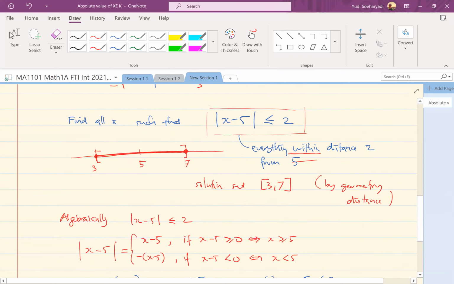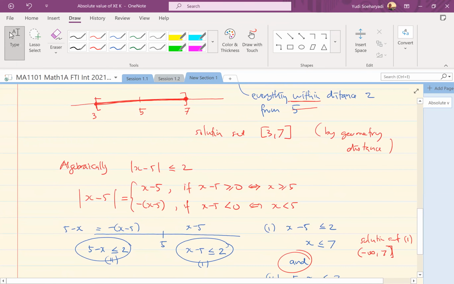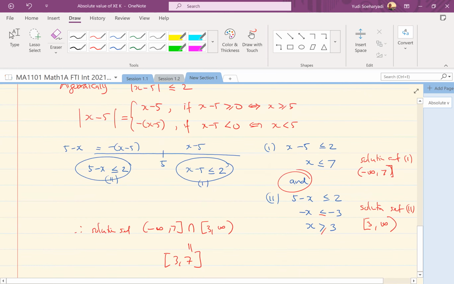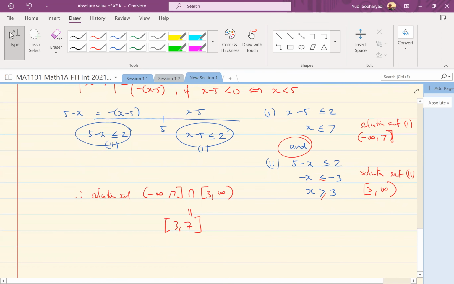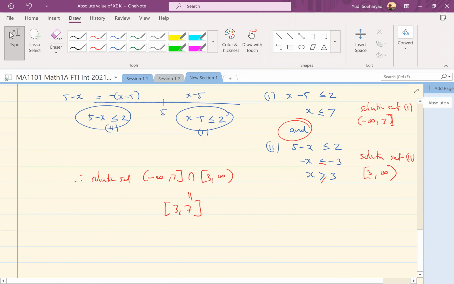If you're doing this geometrically, so you read this inequality as a distance, you almost instantly get the solutions. Or if you do this algebraically, you break up into cases and solve each one, and you intersect the solution sets from each of the cases. Okay. Any questions?